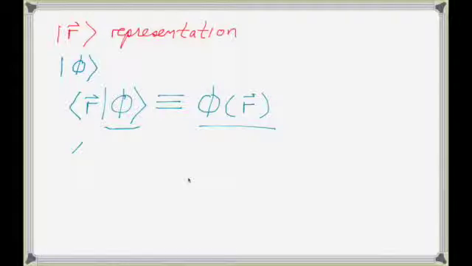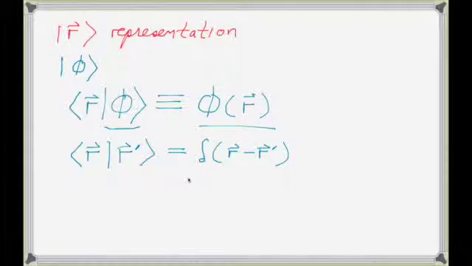For these continuous bases, R is a continuous basis. The normalization is a little different. It's a Dirac delta function. Instead of a Kronecker delta function, it's a Dirac delta function.